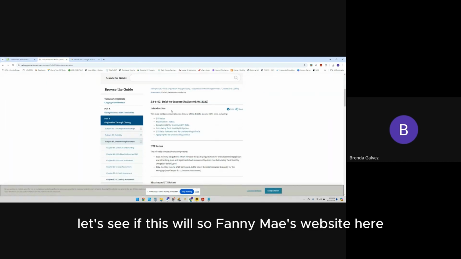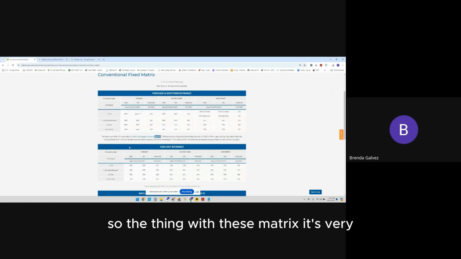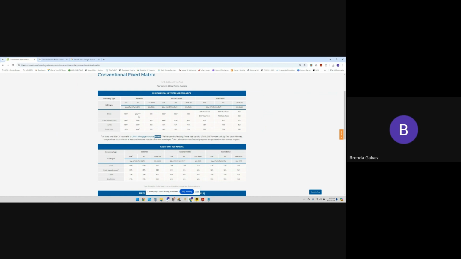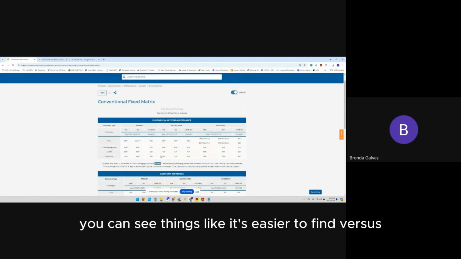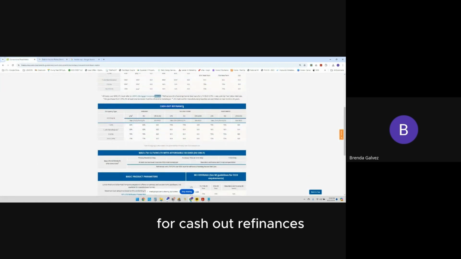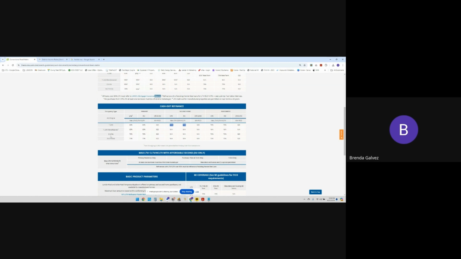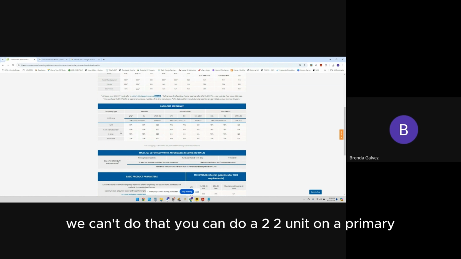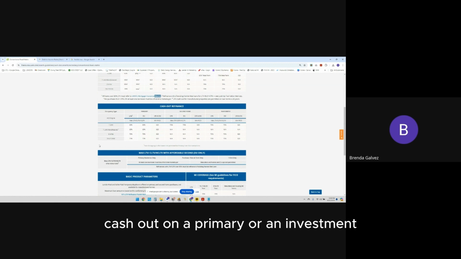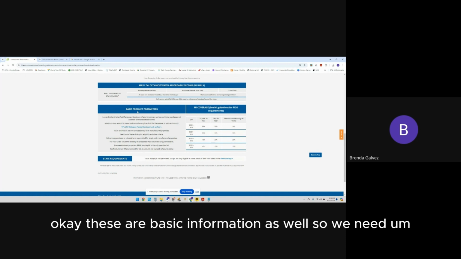Fannie Mae's website here talks about the DTI ratios, which are the max DTIs. The thing with these matrices is that things are easier to find versus reading through the Fannie Mae guidance. For cash out refinances, they have their own different matrix and max LTVs as well. For example, if we're trying to do a cash out refinance on a second home for a duplex, we can't do that. You can do a two unit cash out on a primary or an investment, but not on a second home. Okay, these are basic information as well.